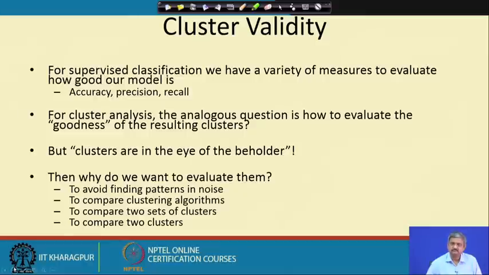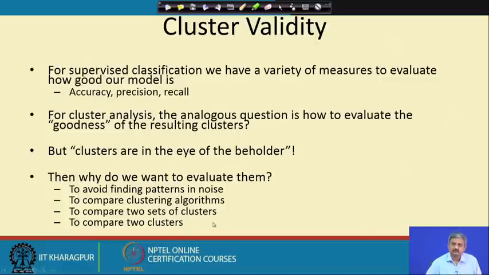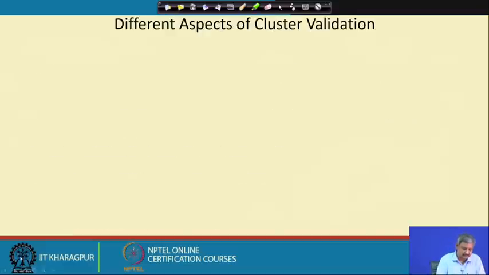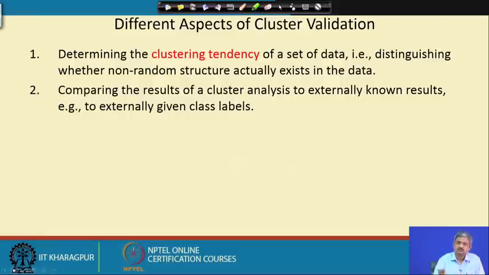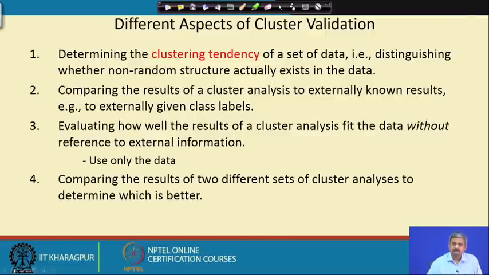Evaluating clustering algorithms: how good are they? We have so much variety, which one do we choose? For classification we have seen accuracy, precision, recall; what do we do here? The important thing is that what is a good cluster depends on the application, but still we need to compare them for these four reasons. The reasons are: clustering tendency, can you compare with existing class labels, using only the data how well can you evaluate, and how do two clusterings compare?